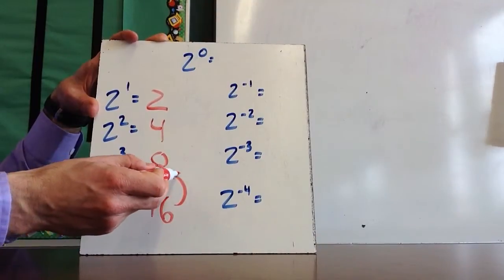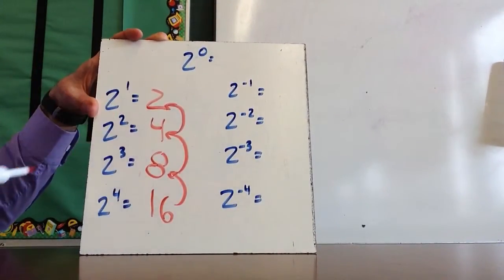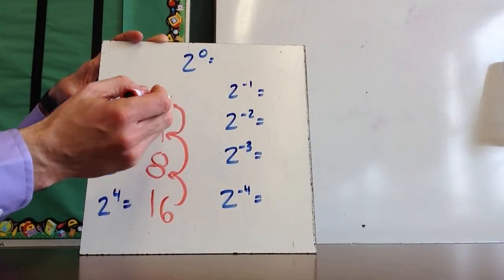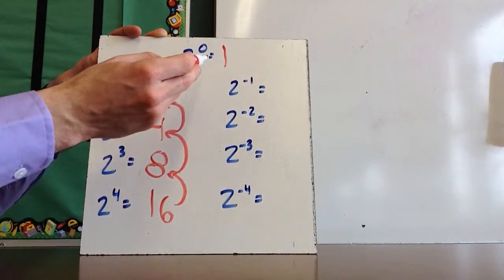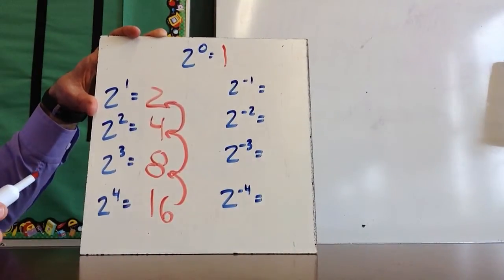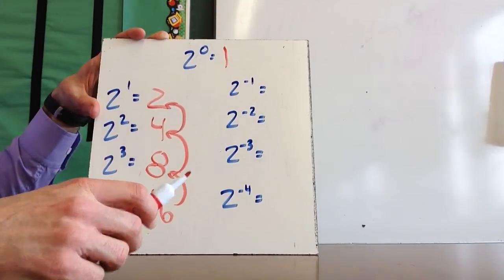16 divided by 2, divided by 2, divided by 2, which means that if I want to keep this pattern going, I should be able to divide by 2, which means 2 divided by 2 is 1. Notice that means it also works if I go 1 times 2 times 2 times 2 times 2. Right? So that keeps the pattern going. Now, the question is, how do I keep going? So now I'm going down.